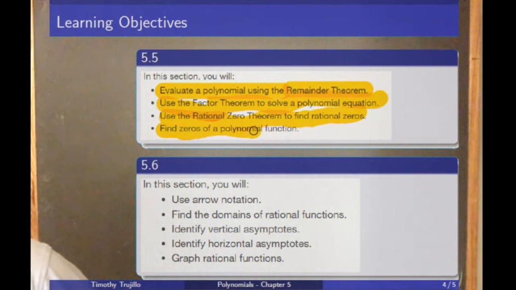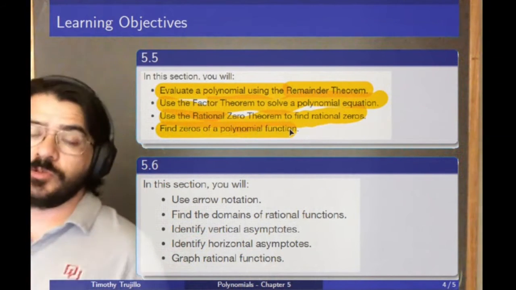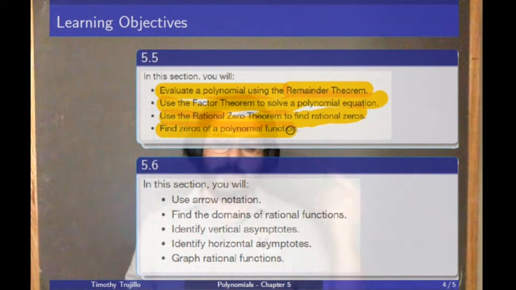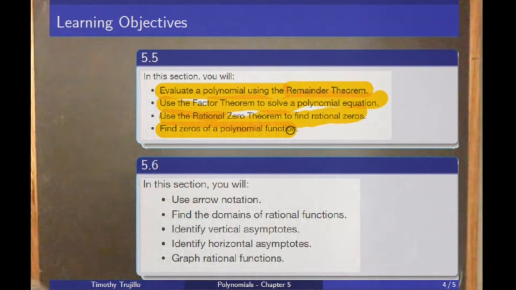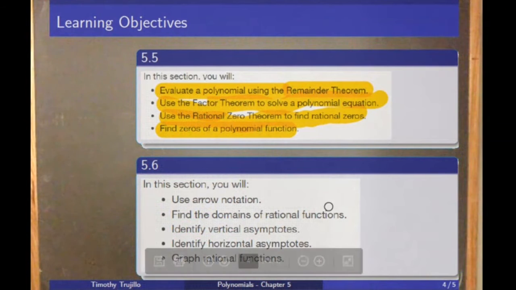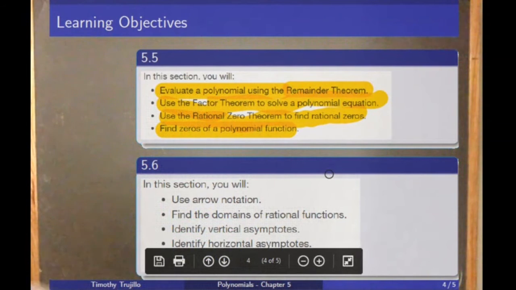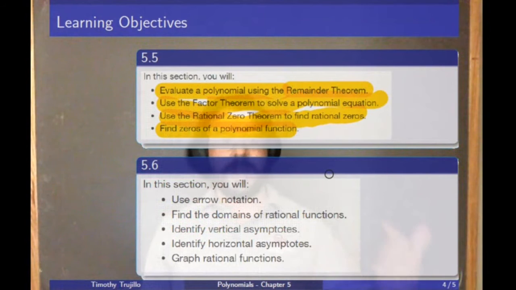Okay, and then, like I said, all of this information is useful for finding the zeros of our polynomial, right? So those three theorems you should be familiar with and ready to use on the final exam to be able to find the zeros of a polynomial. Okay, and then from there, we decided to move from polynomials to rational functions.